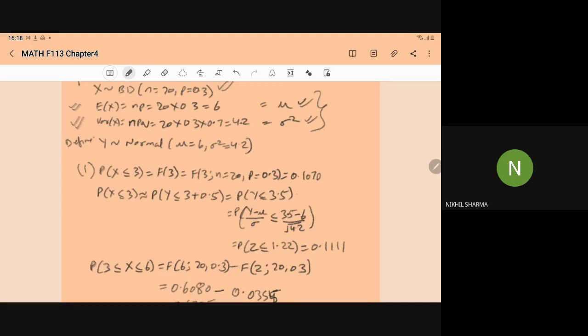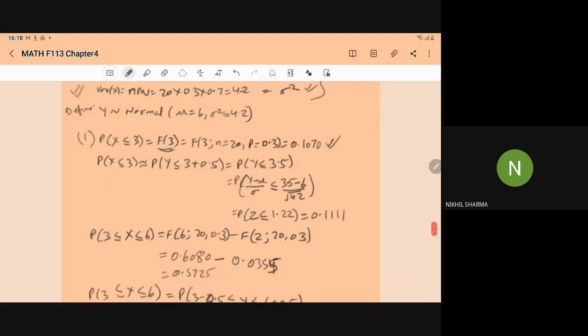Probability X less than or equal to 3. So what is it? X means binomial variate. So F(3): if you see the table value for F(3), n equal to 20, p equal to 0.3, you will find the table value as 0.1070.